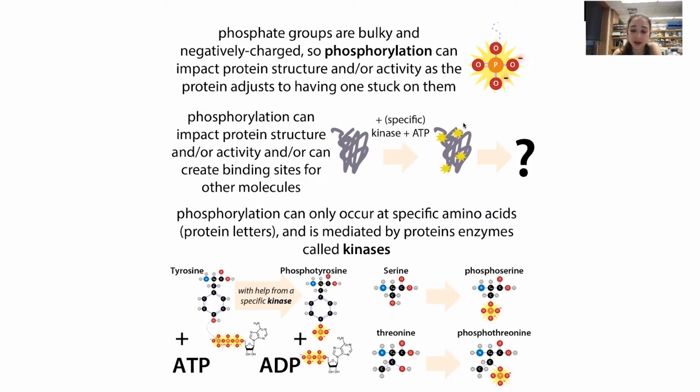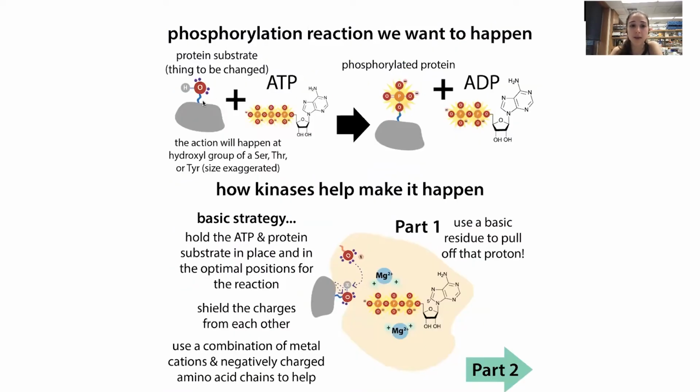And then we have the oxygen from our hydroxyl group. The kinase is going to help deprotonate this hydroxyl group. And then this is going to make it a really good nucleophile. And so it's going to attack the phosphorus on the last phosphate group of ATP. And so basically a kinase is going to help make this happen.